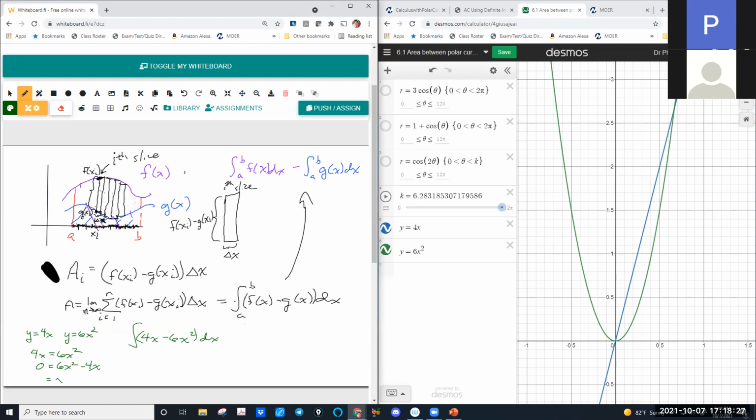Factor out an x. And you can factor out a 2 as well, it's up to you. 6x minus 2 minus 4. I did not factor out a 2, so let's keep that. Equals 0. That's going to yield 2 points. X equals 0, and x equals 2/3. Add the 4 over, divide by 6. So 4/6 is 2/3. This is in terms of x, so we're going to go between the two x values. So 0 to 2/3.